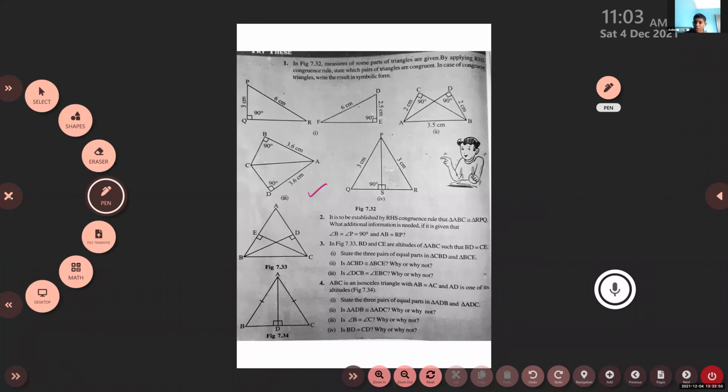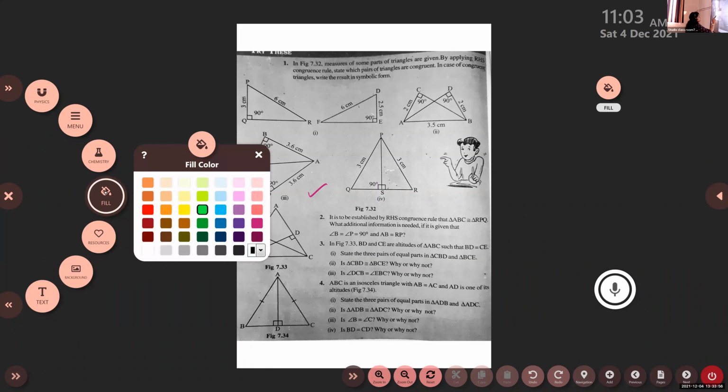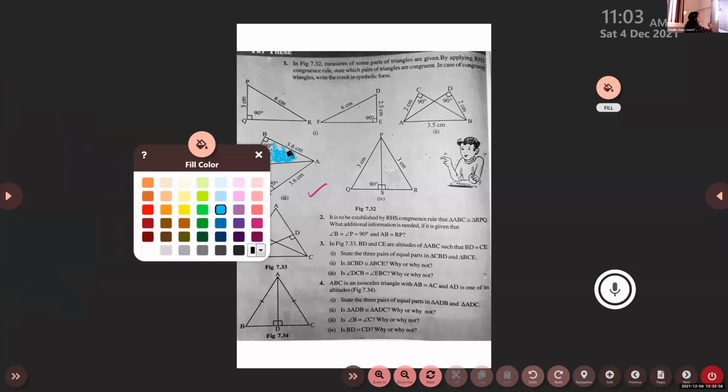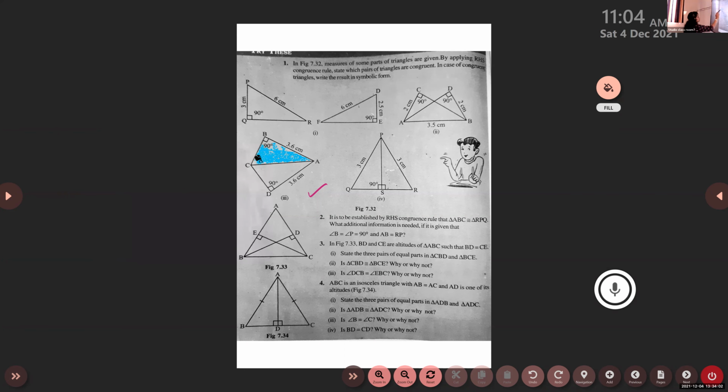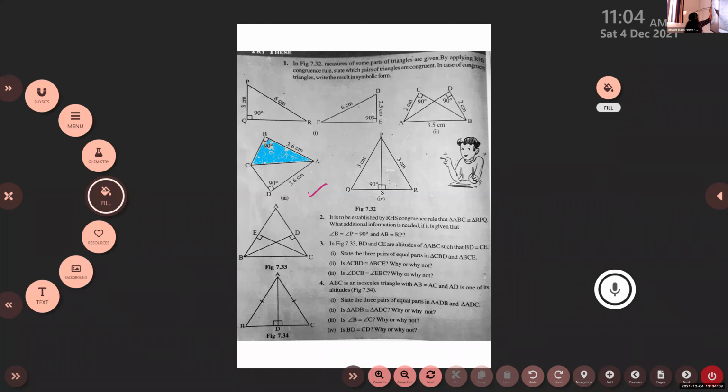Yes, ma'am. So I shall color one of them for you, then it is easy for you. I'll color it. One is blue. Okay, I cannot color it like that. I'll try my best. Yes, I have colored it. Now tell me, you can recognize it as two triangles, no? Yes, ma'am.